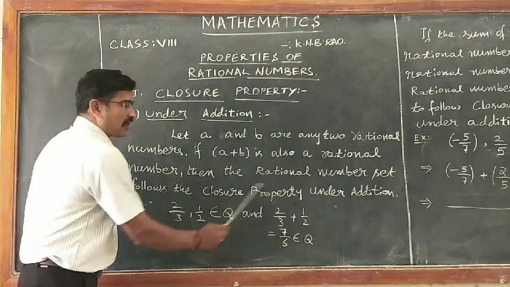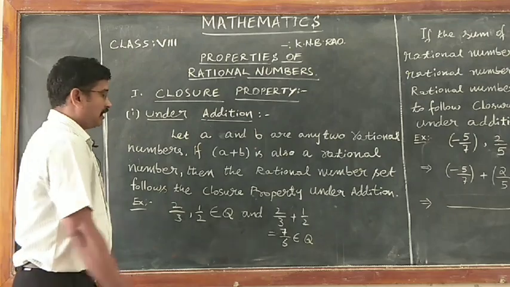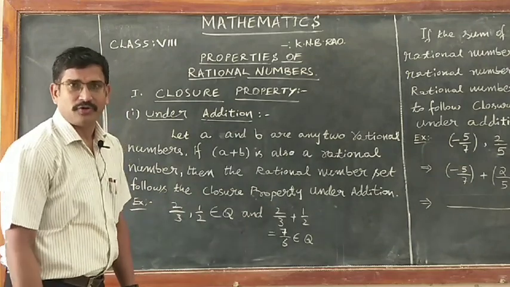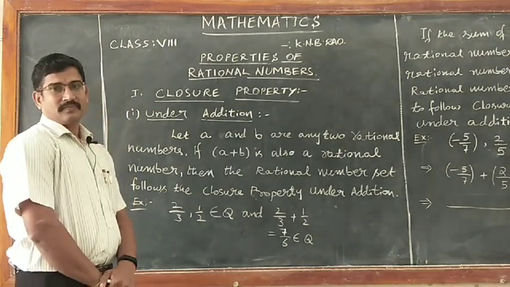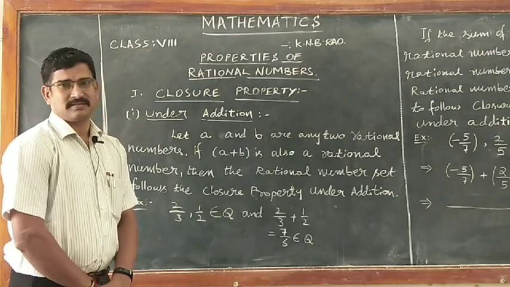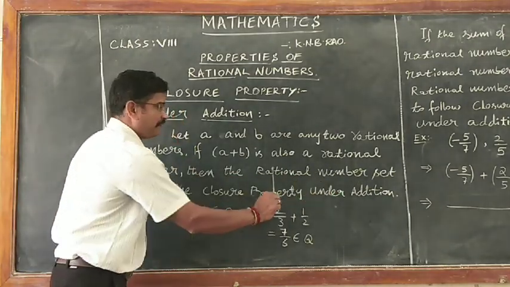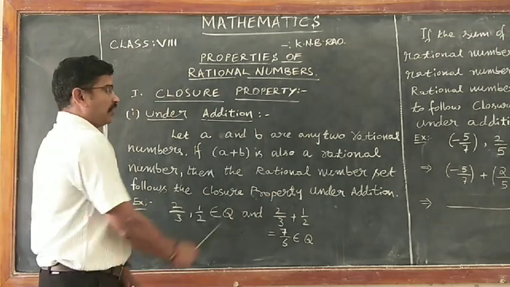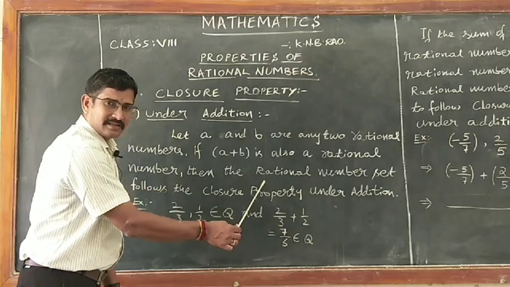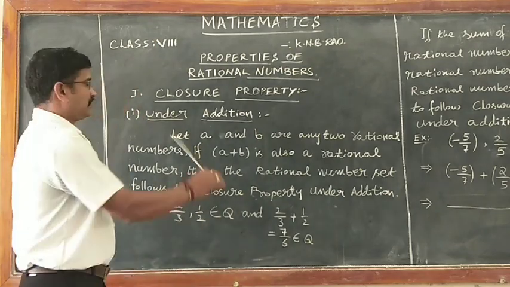So, if the sum of any two rational numbers is again a rational number, then the rational number set is said to follow closure property. Set is just one term which you are going to learn later in class 11th. A set is one sort of collection of numbers, collection of objects. Here set refers to a collection of rational numbers. So, the rational number set follows the closure property since the sum of any two rational numbers is again a rational number. This is how we learned.